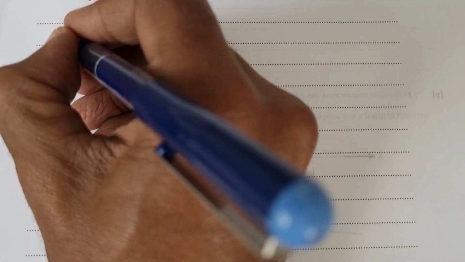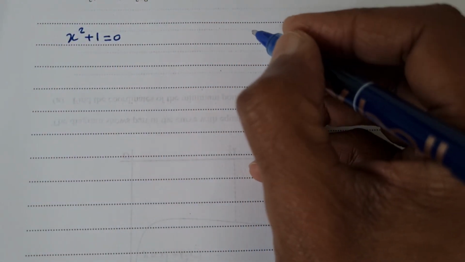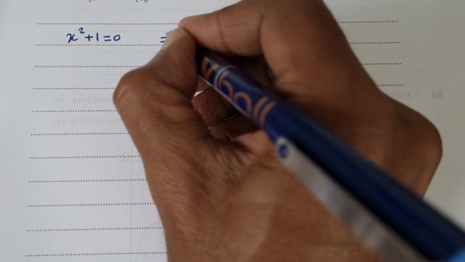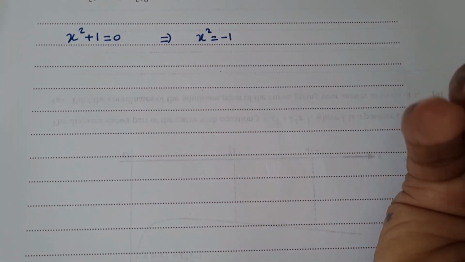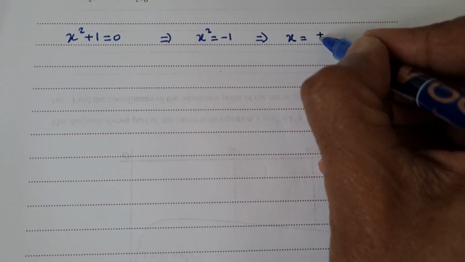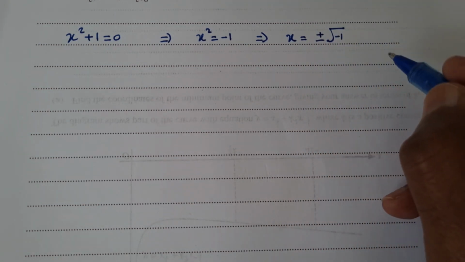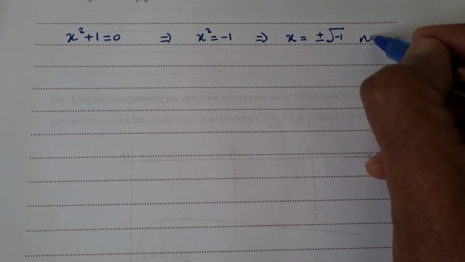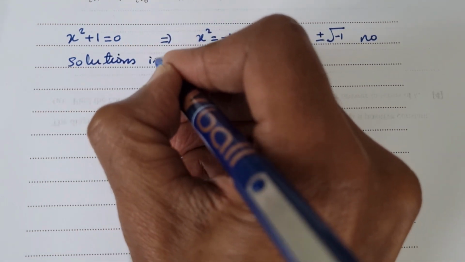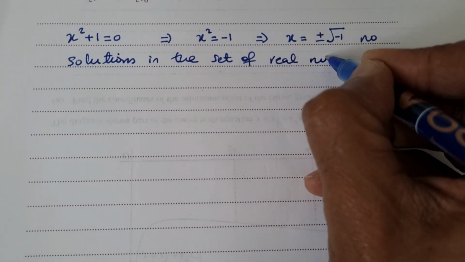So now let us consider, for example, x squared plus 1 is equal to 0. Now that's an equation. And how many solutions does this equation have in the set of real numbers? If I say that x squared is equal to -1, I'm just trying to solve the equation, which leads to x equal to plus or minus the square root of -1. And because the square root of -1 cannot be found, therefore we have no solutions in the set of real numbers.